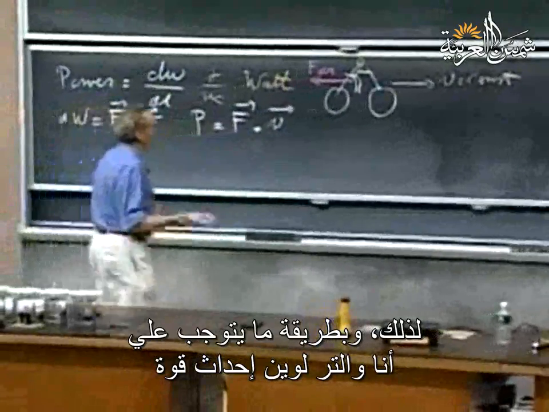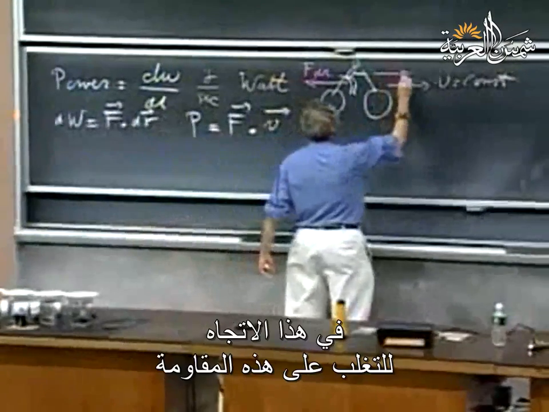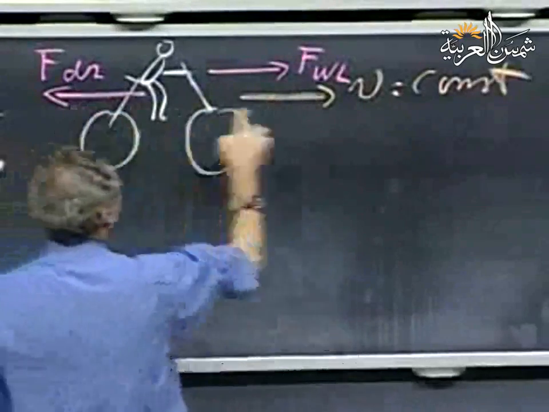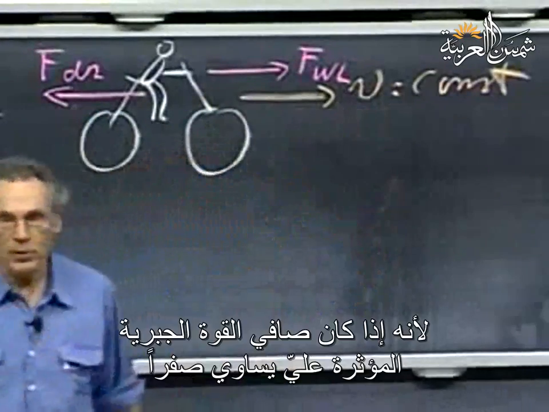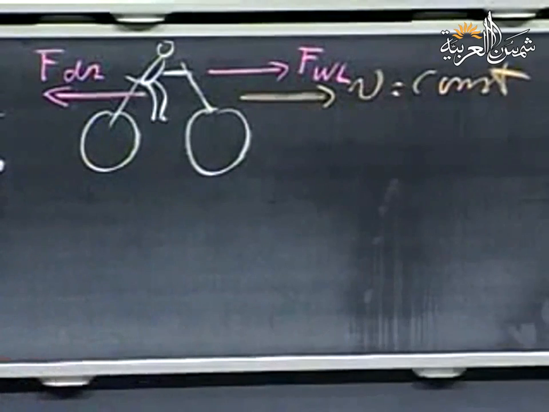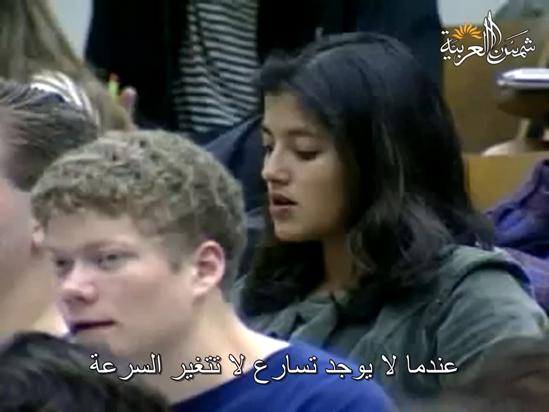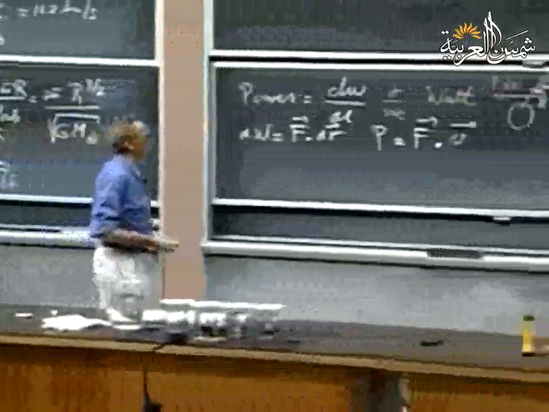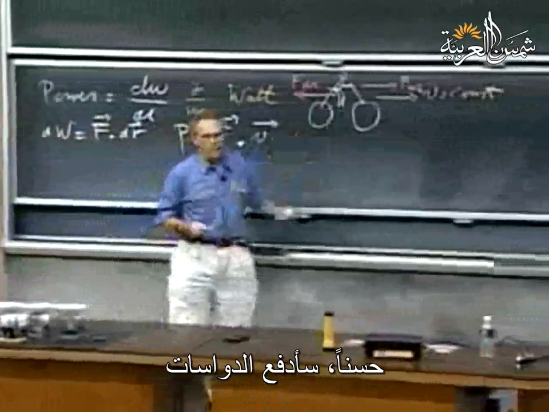And so somehow I, Walter Lewin, will have to come up with a force in this direction to overcome this drag so that the speed can be constant. Because if the net force is 0 on me, then of course I will have a constant velocity. No acceleration, no change in the velocity. How do I do that? Well, I push on the pedals.